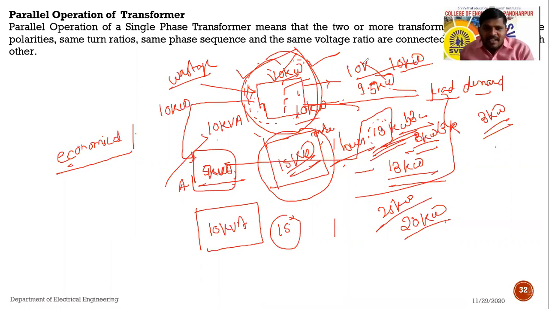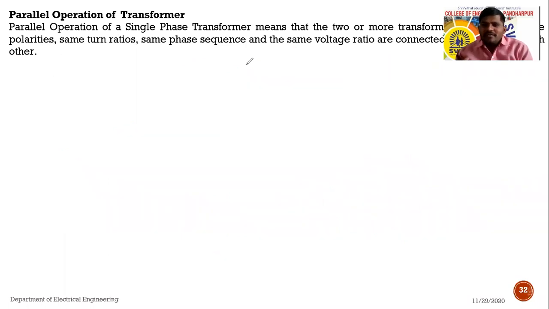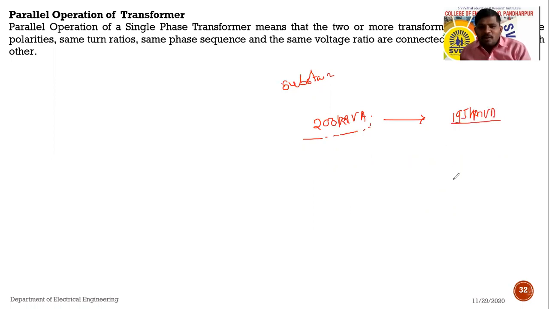So see, I'm taking here an example of a very small transformer like 10 kV. Suppose in any village, there is one substation, and that substation has one transformer with a rating of near about 200 kVA or 200 MVA. And the load previously fed is suppose 195 kVA load, fed by the transformer. Now the load increases up to 250 MVA. Is it possible to replace this transformer and connect another transformer having a rating of 300 kVA?